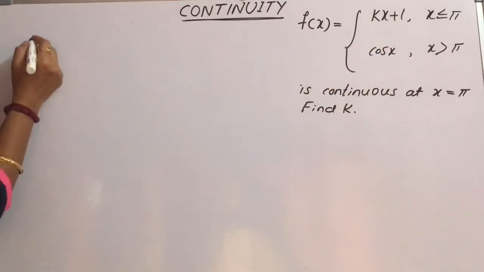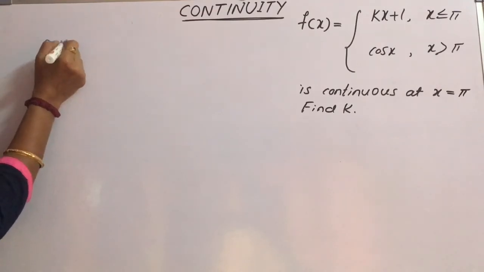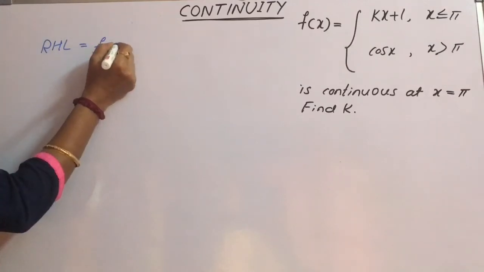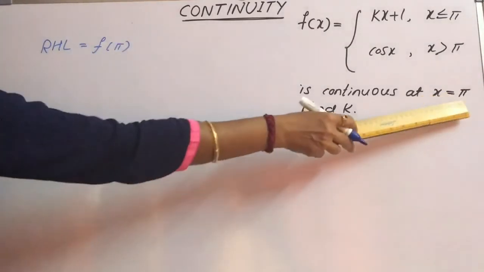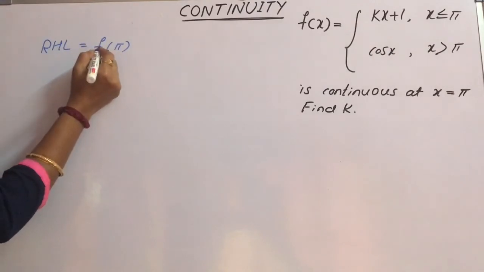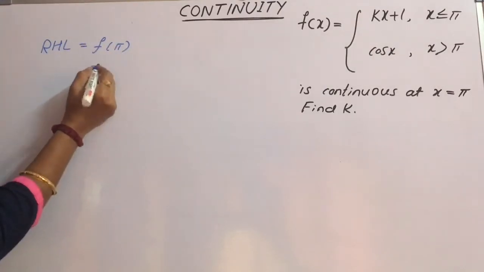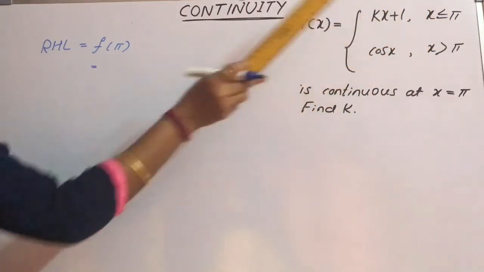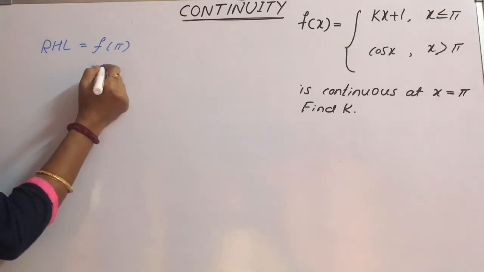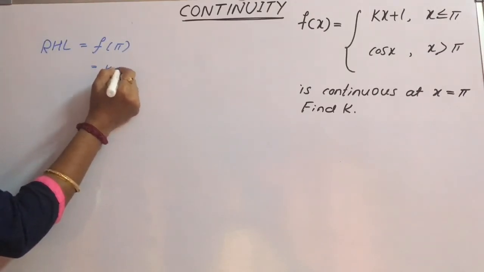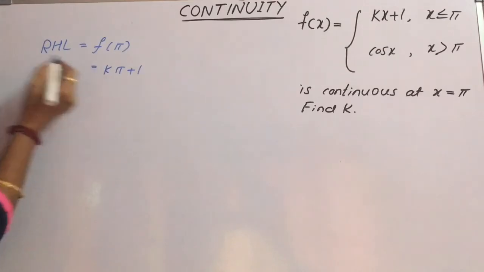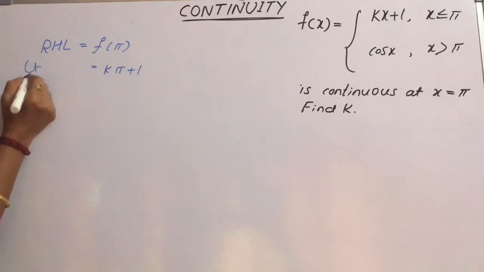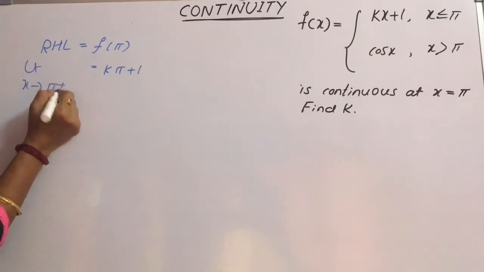So let us consider RHL value equal to function value at the given point. The given point is now x equal to pi. So function value becomes f of pi. When x is equal to pi, the defined function is kx plus 1. As x is pi, f of pi becomes k pi plus 1. And this is equal to RHL of the function. RHL means limit x approaches pi plus.